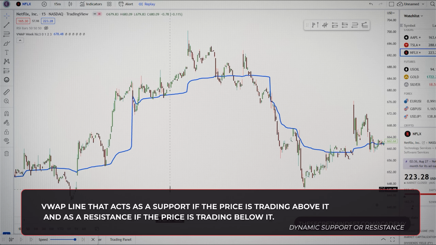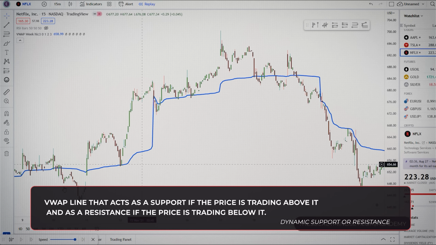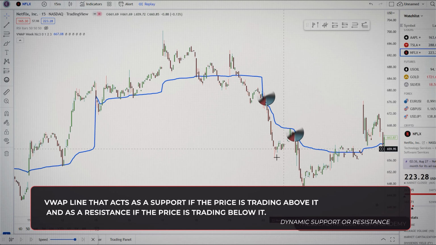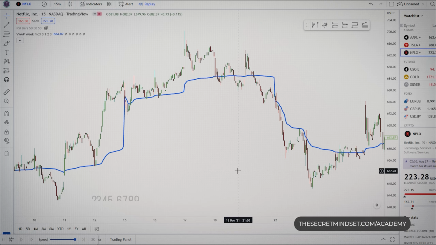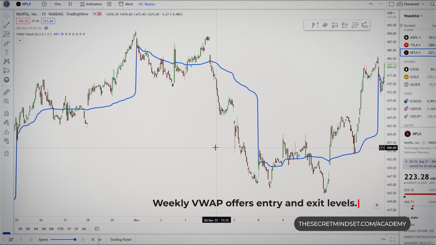One of the simplest uses of the weekly VWAP is for finding dynamic support or resistance. VWAP line acts as a support if the price is trading above it, and as a resistance if the price is trading below it. Weekly VWAP also offers entry and exit levels.